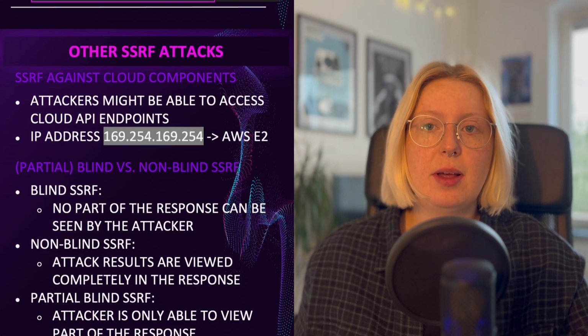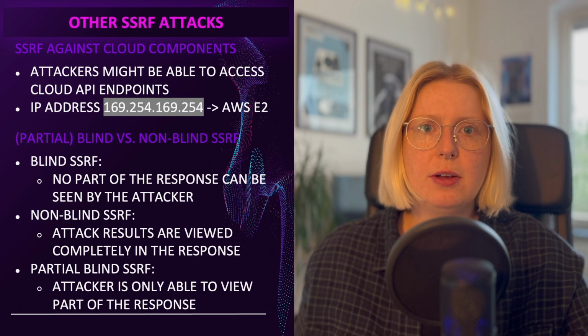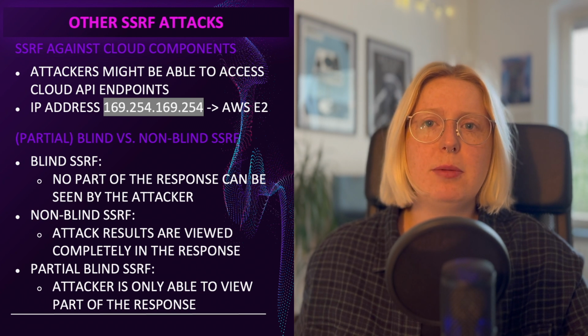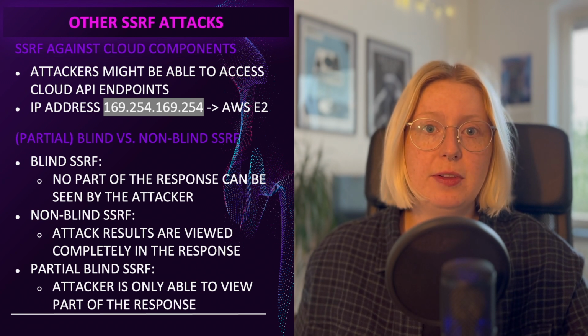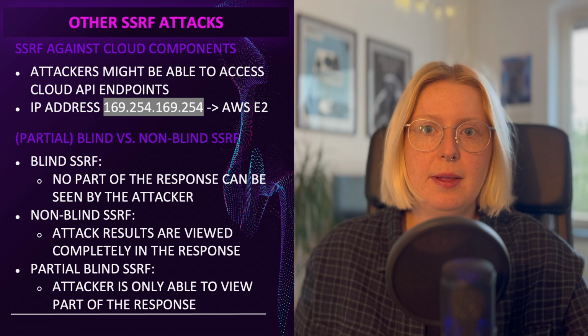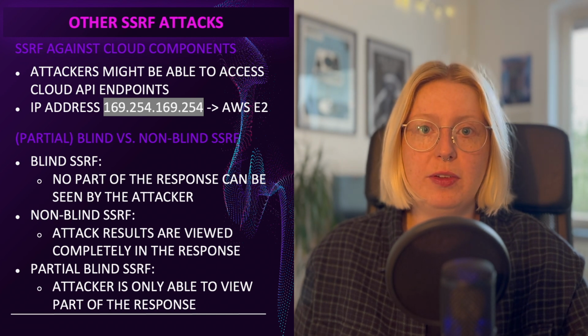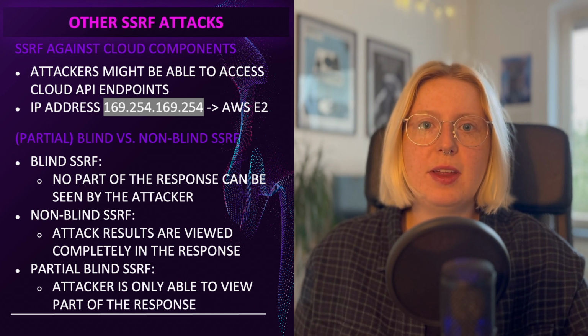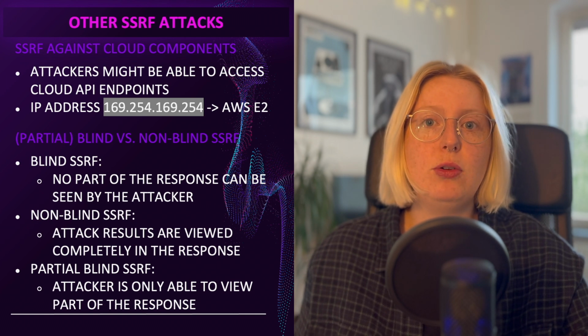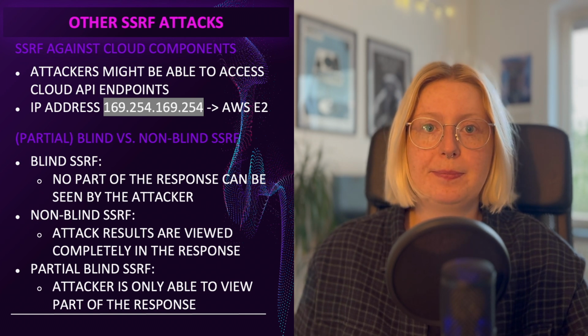Regarding the attack example from the introduction, similar to this, attackers also might be able to access cloud API endpoints by using the right URL. For example, by using the IP 169.254.169.254 as the host in an SSRF attack, the request will be sent to the AWS EC2 metadata endpoint.